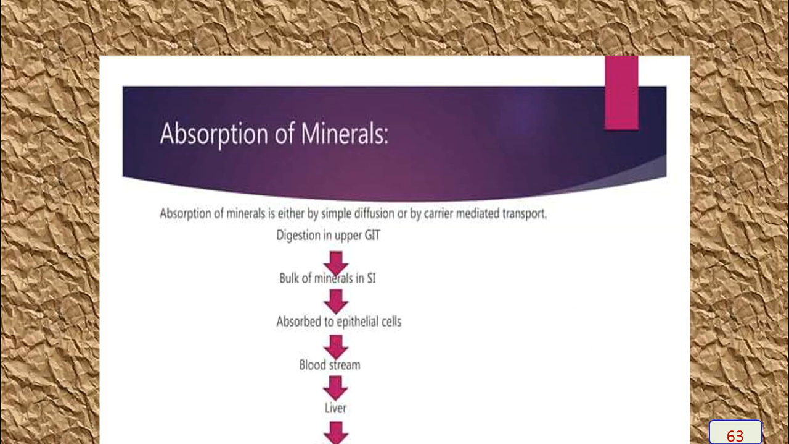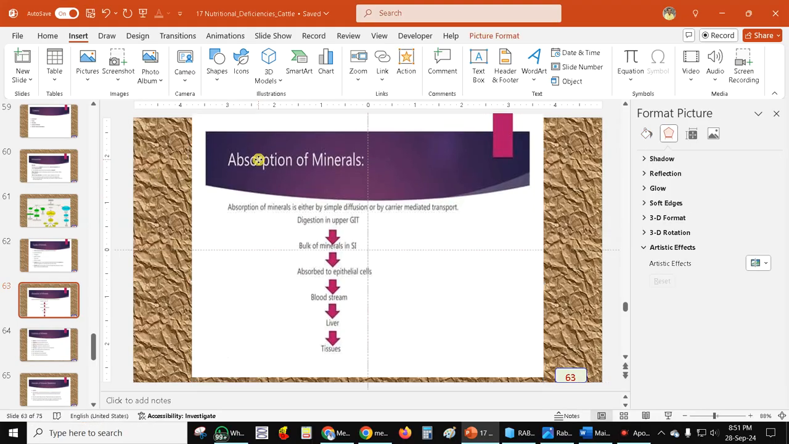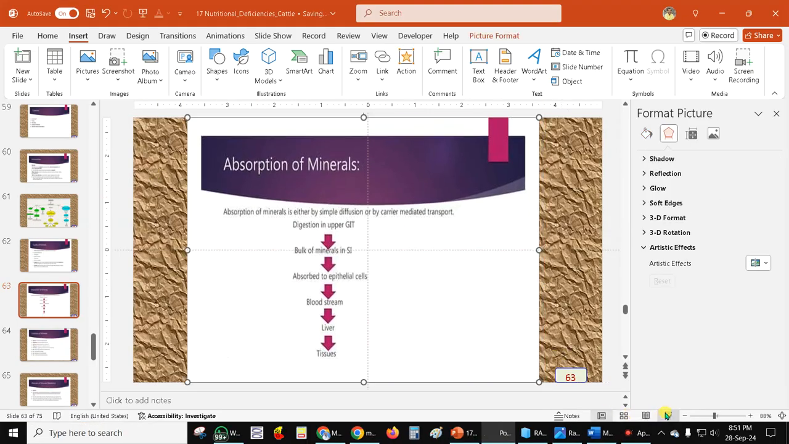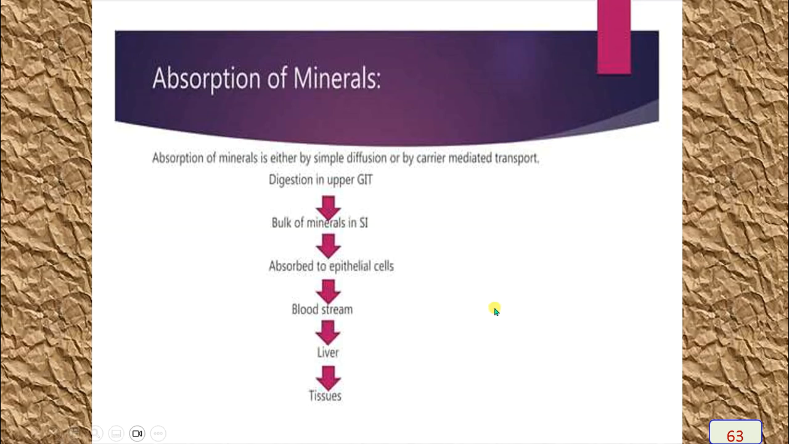This is the way how the minerals are absorbed into the circulation. For example, the absorption of minerals is taking place here. Then, of course, the digestion in the GI tract will cause bulk of the cereals in the small intestine to be absorbed to epithelial cells. Because of this, blood flow decreases, which was already suspected many months back. Ultimately, low quality blood flows, and sometimes the tissues may also get damaged.